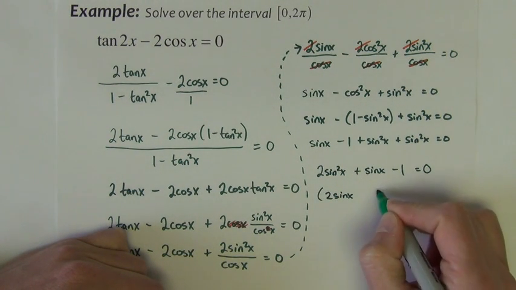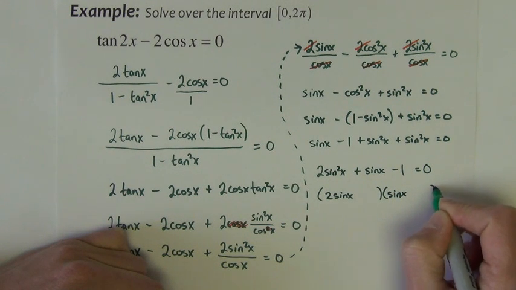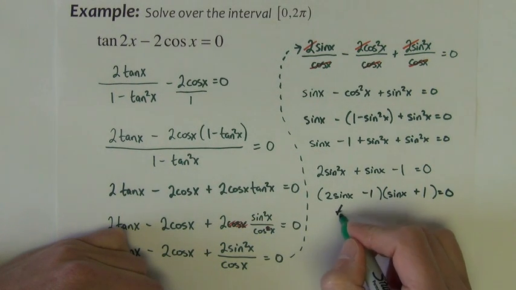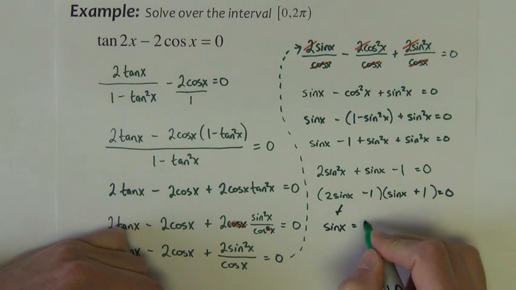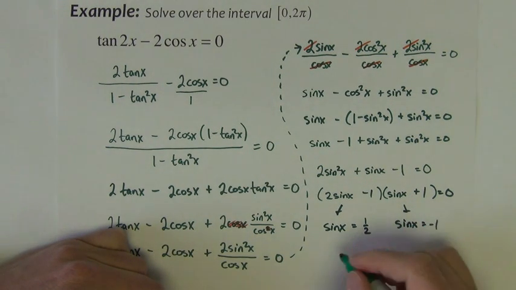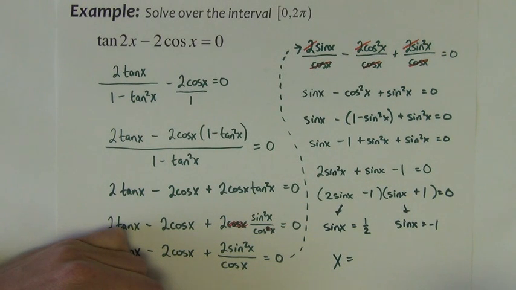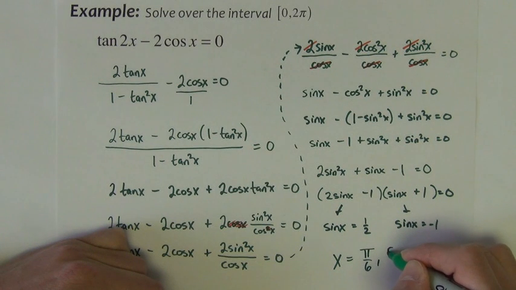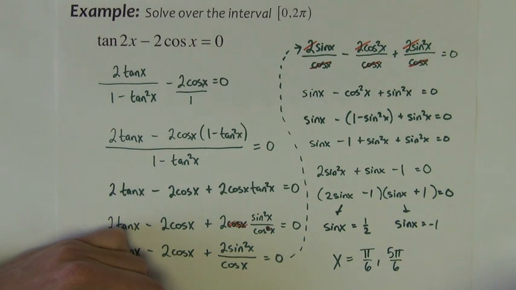Factors 2 sine x times sine x there. I would go with plus 1 minus 1. So we want where sine x equals a half and where sine x equals negative 1. Let's make sure we don't mess this up at the very end. We've come so far. Sine equals positive 1/2 at pi over 6 and 5 pi over 6. And sine equals negative 1 at 3 pi over 2.